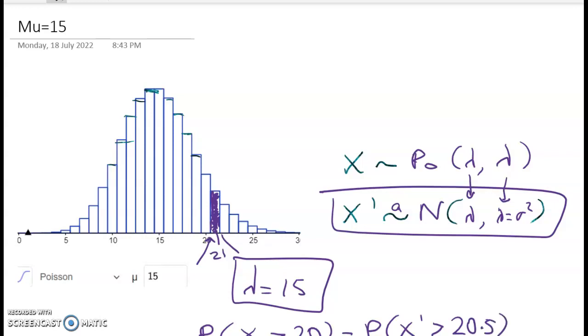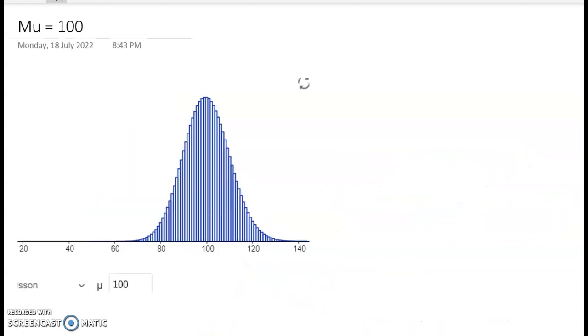When I'm doing these problems, I always draw a rough sketch of just the 3 bars that I want in, so that I don't go wrong, because it can make quite a difference depending on where you are in the shape. And then the last one I want to show you is when lambda is 100, that it looks very, very close to a normal distribution.